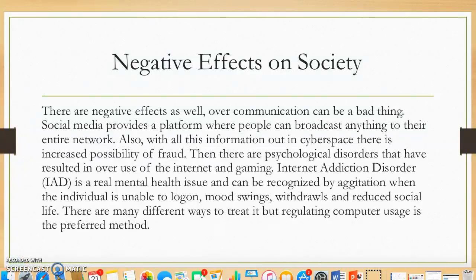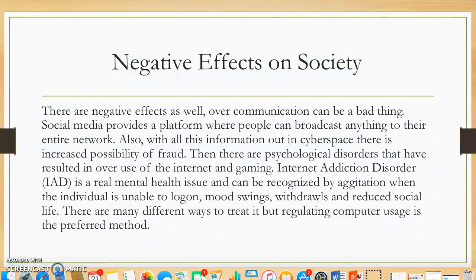There are negative effects as well. Over-communication can be a bad thing. Social media provides a platform where people can broadcast anything to their entire network. Also, with all this information out in cyberspace, there is increased possibility of fraud. Then there are psychological disorders that have resulted from overuse of the internet and gaming.